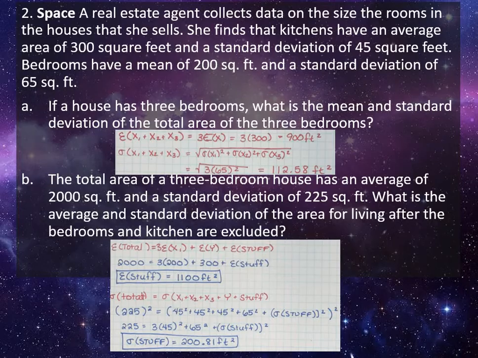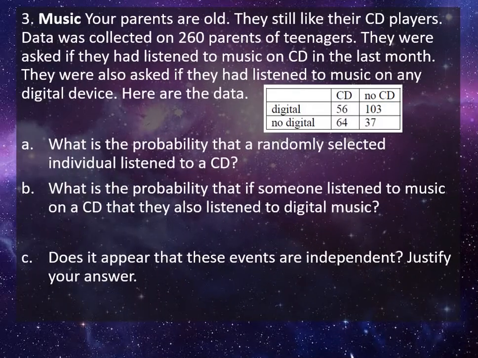Okay? All right, number 3, we are moving on and we're talking about some more of our probability. So A is saying randomly selected individual listened to a CD, and yes, this was wrong on your paper. It said 200 total. There was 260. What is the probability that a randomly selected individual listens to a CD?